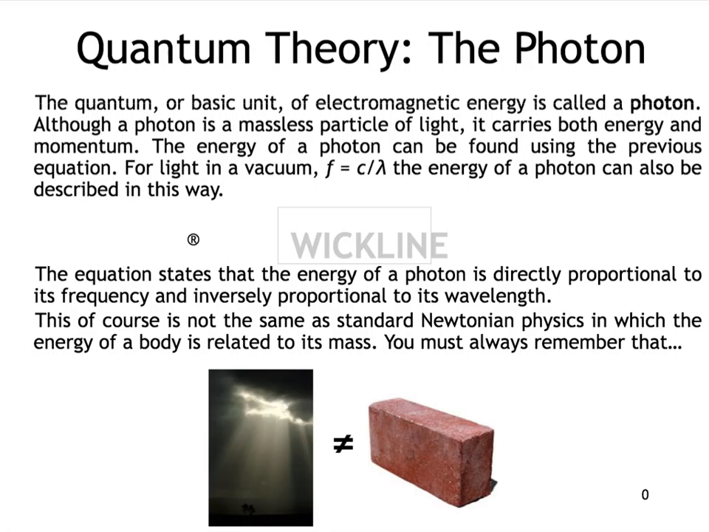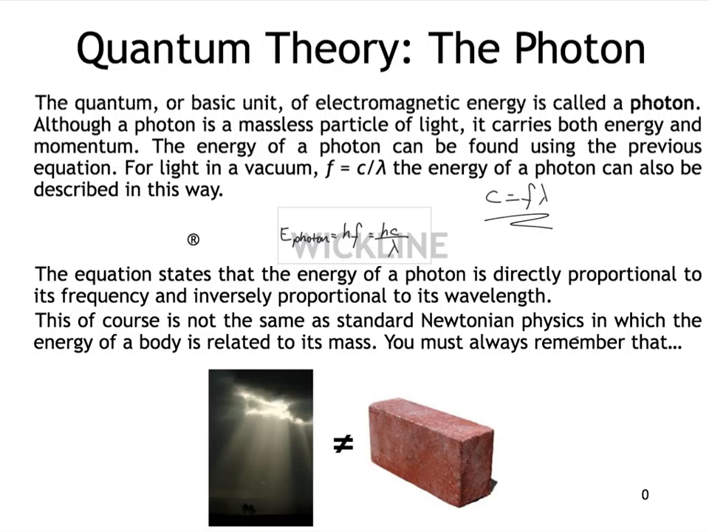All right, quantum theory, the photon. So the quantum is, of course, the basic unit of energy, and we can call it a photon. It doesn't have any mass, but it does have energy and momentum. And we can use two equations to describe it pretty well. Basically, we have the original equation: the energy of the photon is Planck's constant times frequency. But frequency is also c over lambda. This is just a restatement of the classic equation c is f lambda. I just replaced the f with c over lambda, which is just a rearrangement.